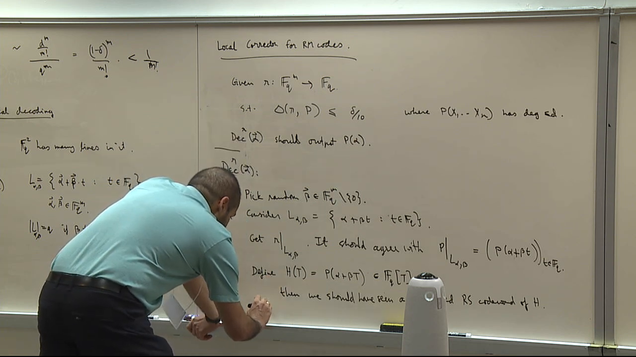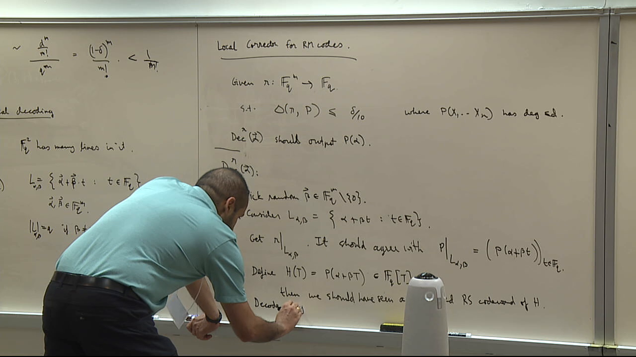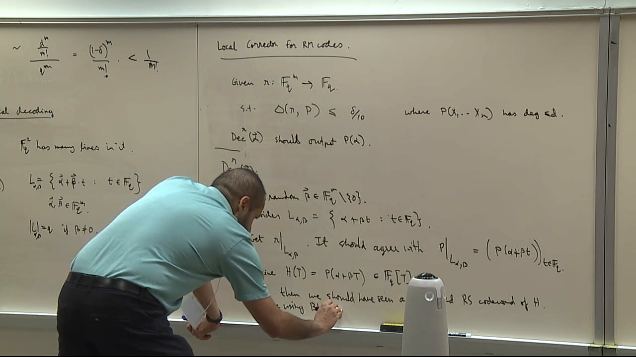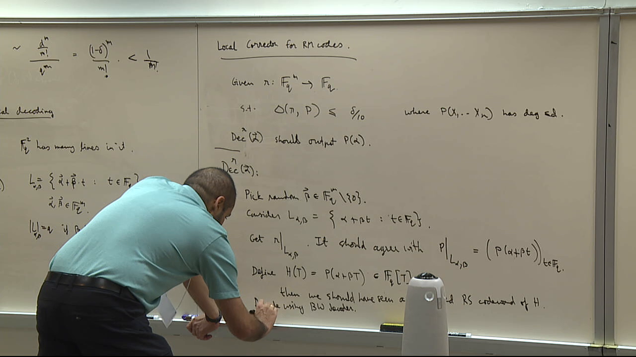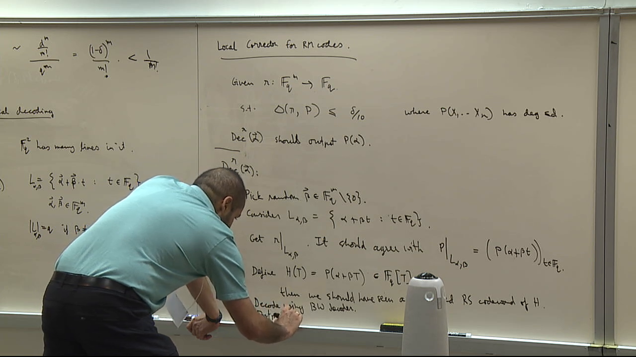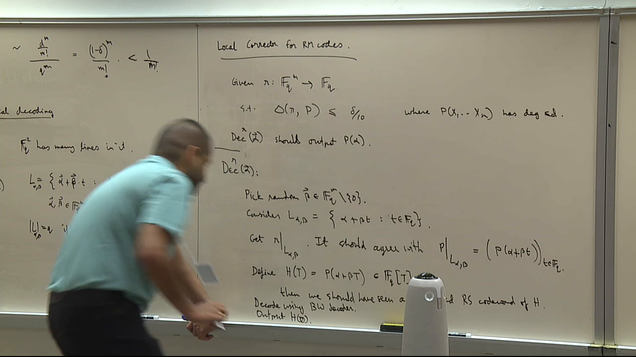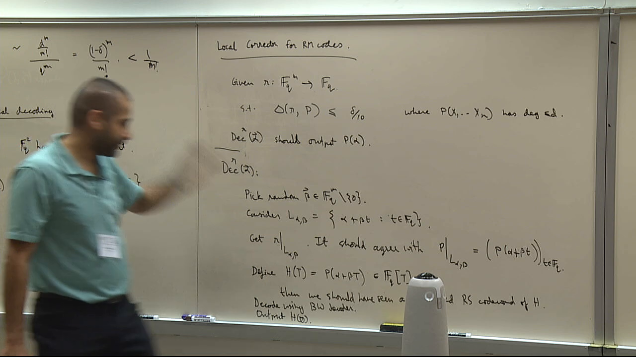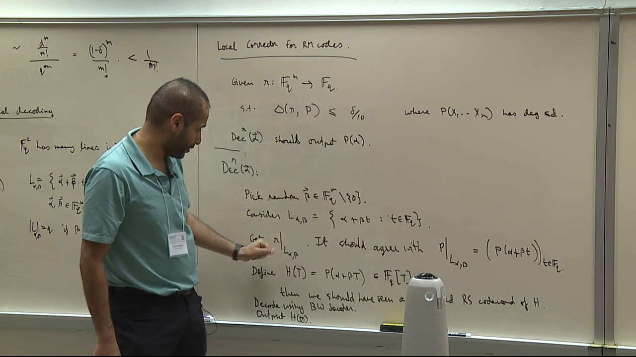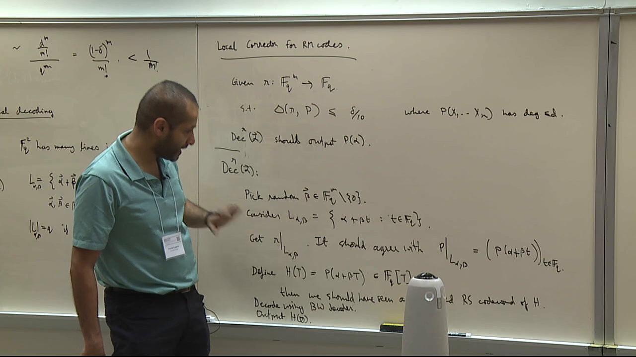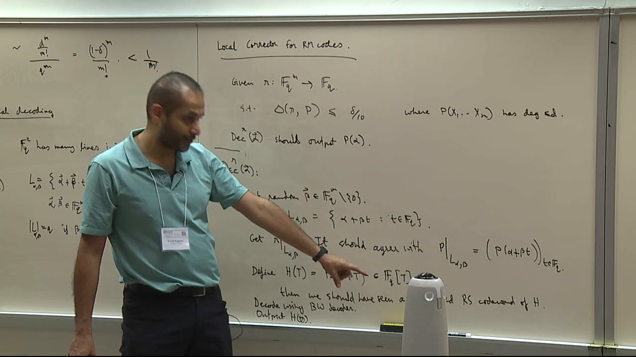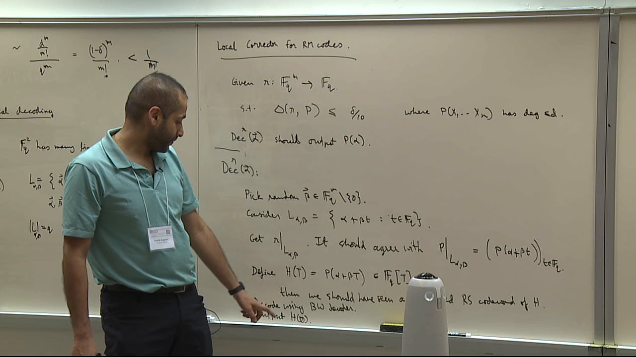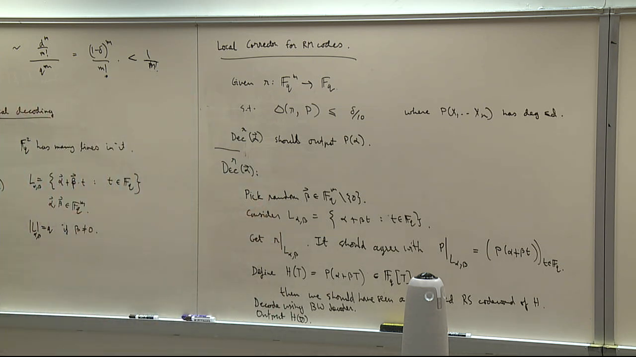So decode using the Berlekamp-Welch decoder and output h of 0. So this is the algorithm. The "it should" was just commentary. What were we doing? We took R restricted to L alpha beta and viewed it as a received word for Reed-Solomon codes and decoded that to the nearest code word. Okay, so I need to prove something. I need to prove that if the total number of errors is at most delta over 10, then this algorithm is likely to succeed. So let me prove that.